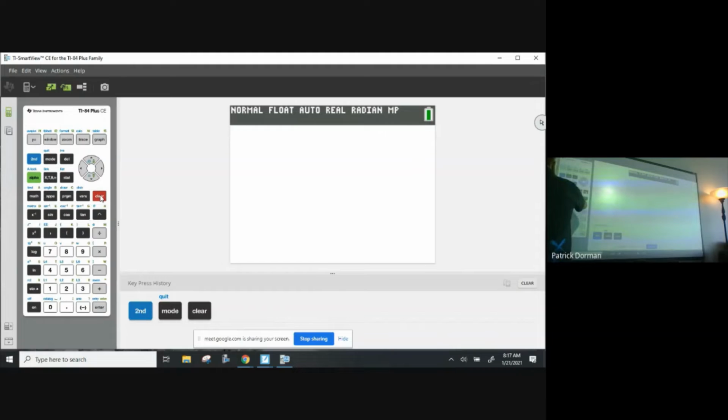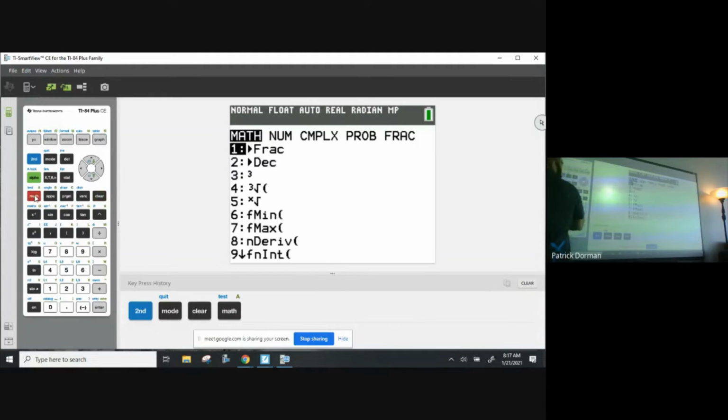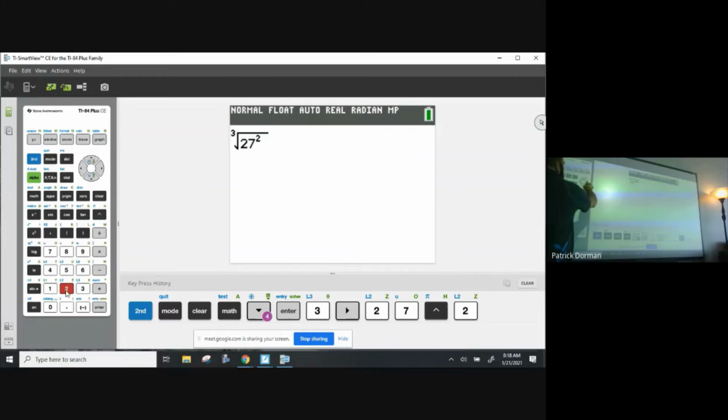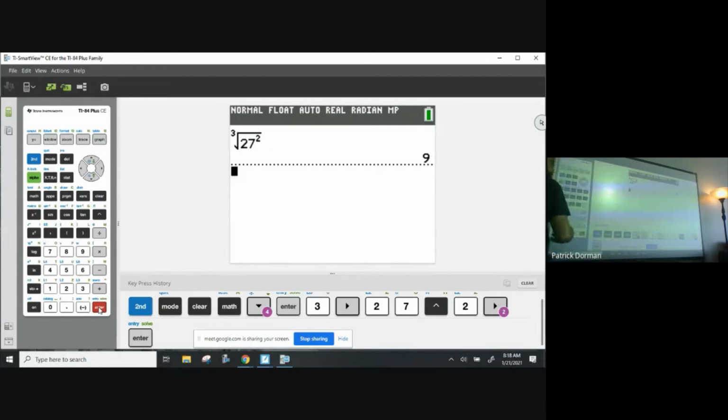There is a cool thing in here if you hit math. You can do a cube root or you can do any root. So I'm going to show you any root. We'll put the 3 in there. But the one with the x on it, you can do a 4th root, a 5th root, any root that you would like. So I'm just going to do that one. In this case, it's the 3rd root of 27 to the 2nd power. And we hit enter and get 9.